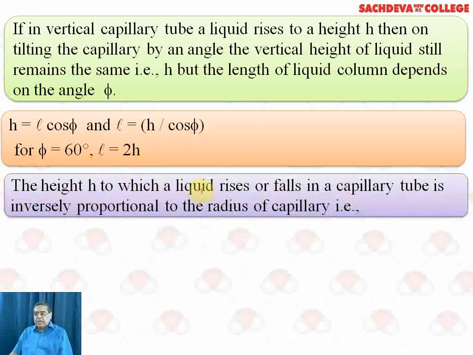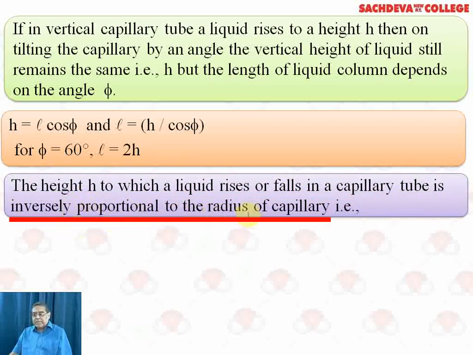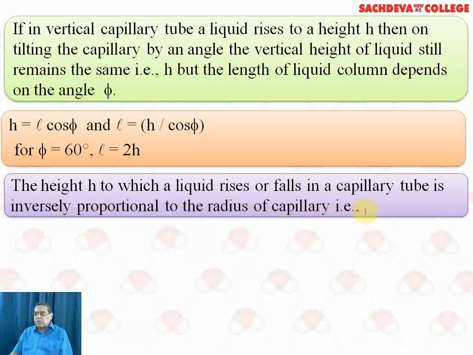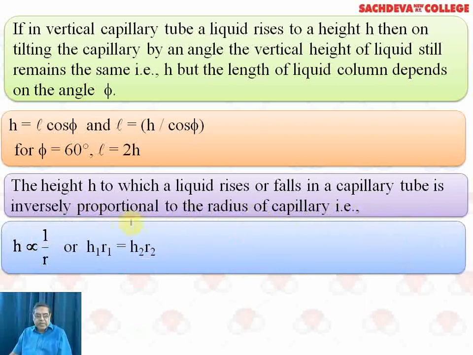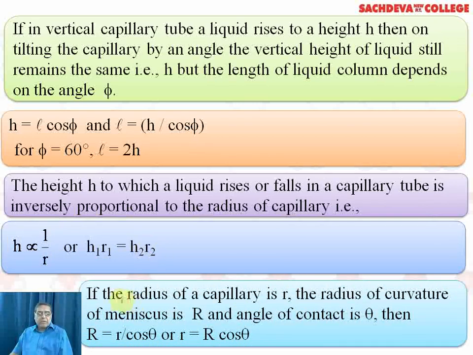The height h to which liquid rises or falls in a capillary tube is inversely proportional to the radius of capillary. So h is inversely proportional to r. If r is more, h is less. If r is less, h will be more. It is shown mathematically here. So h1 r1 must be equal to h2 r2 must be equal to h3 r3 and so on. In the above equation, h1 r1 equal to h2 r2, the ratio of the two heights h1 and h2 will be equal to the inverse ratio of the radii of the capillaries, that is r2 by r1.